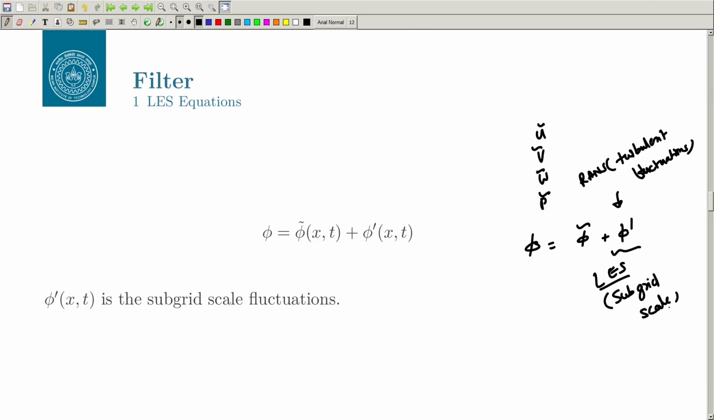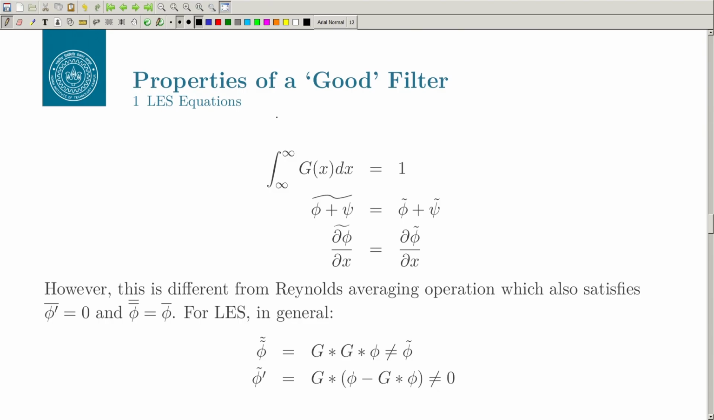It is not that all the turbulent fluctuations have been captured here, because some of this turbulent part is also there in phi tilde. So, this is only the subgrid scale fluctuations. Now, going through a similar argument, if you recall, we had discussed the properties of a Reynolds operator.